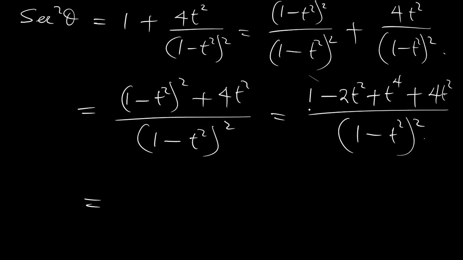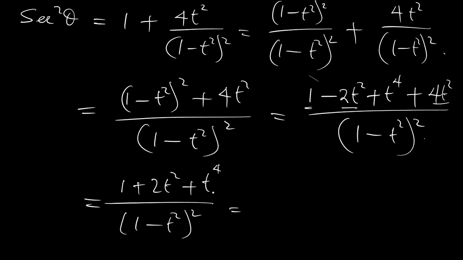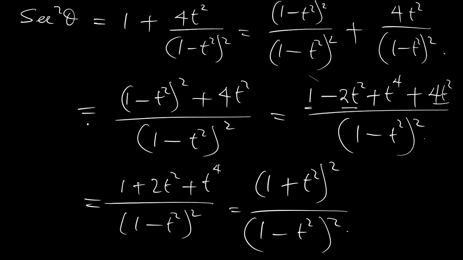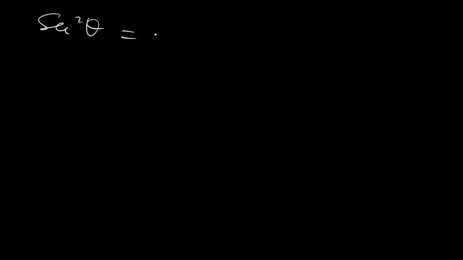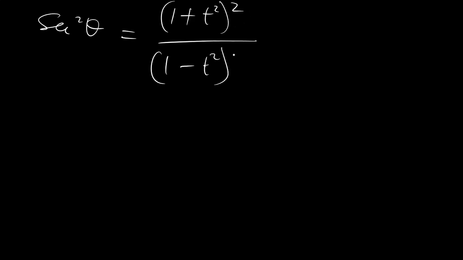Now we have to bring the like terms. The constant is only 1. Then for the t squared terms, you have this and this, so if you add them together, you have plus 2t squared. Then you have plus t raised to power 4, divided by 1 minus t squared all squared. Now this expression is the same thing as 1 plus t squared all squared divided by 1 minus t squared all squared. Since we have gotten this, that means sec squared theta is equal to 1 plus t squared all squared divided by 1 minus t squared all squared.